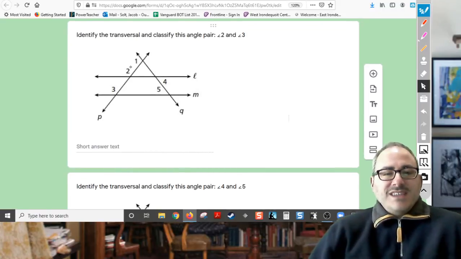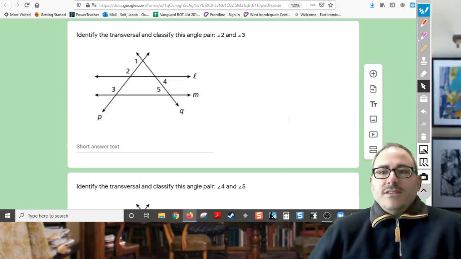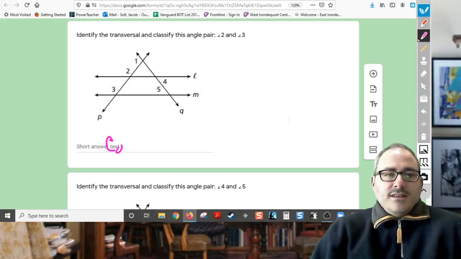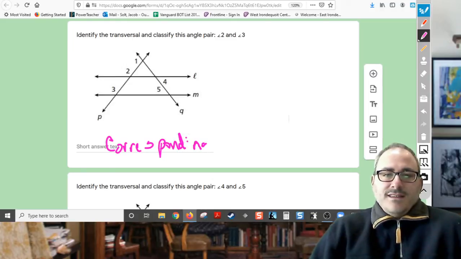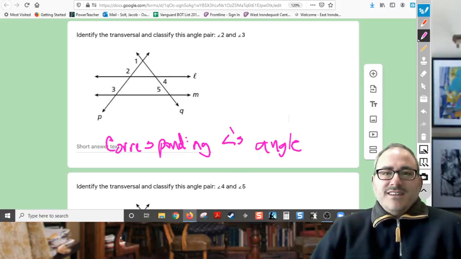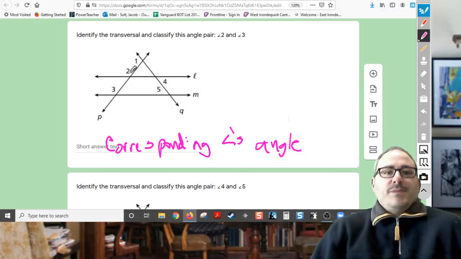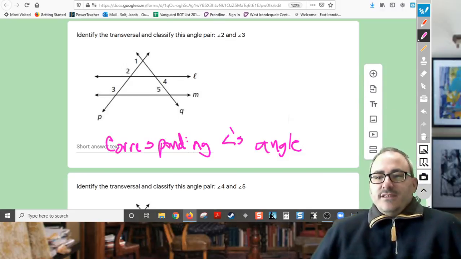What vocab is it where they're in the same position? They're in the same quadrant, in the same position. That's corresponding angles. So that's what I'd have you write. Corresponding angles, right? They're corresponding because they're in the same position. You might have to write it out unless you copy and paste the little angle symbol there.